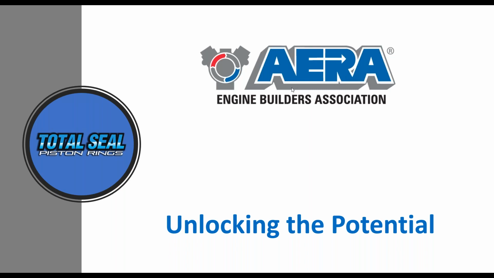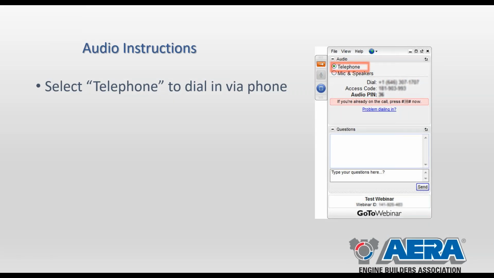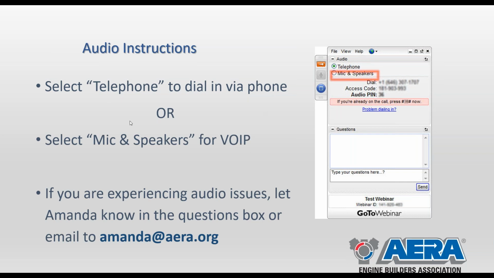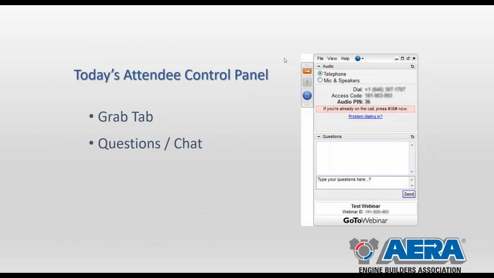First off, there are a couple different ways to listen in today. You can either listen in via phone or via your mic and speakers. Make sure that you select the appropriate radio button, and if you are listening in via phone, be sure to enter that audio pin. This just makes sure that your line stays muted and that we don't have any issues. Also, if at any point during one of our webinars you experience any audio problems, you can always let us know in the questions box or shoot me an email at amanda@aera.org, and I am always in the background working to help get those resolved.